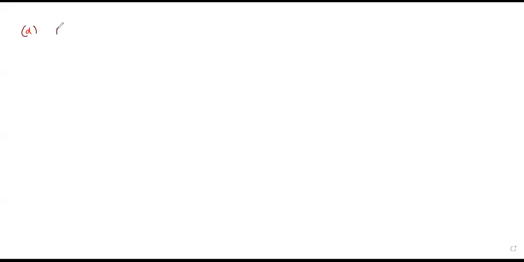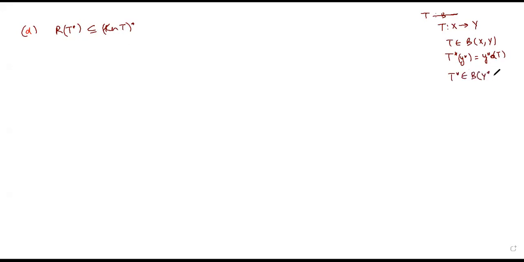कि range of T star is always a subset of kernel of T का annihilator, and I need to remind you that T is a bounded linear operator from X to Y, and T belongs to B(X,Y), and T star का मतलब है adjoint of T, and T star is defined as T star at Y star is equal to Y star composition T. So T star then belongs to, it's a bounded linear operator from Y star to X star.